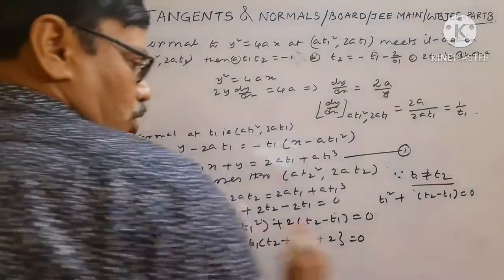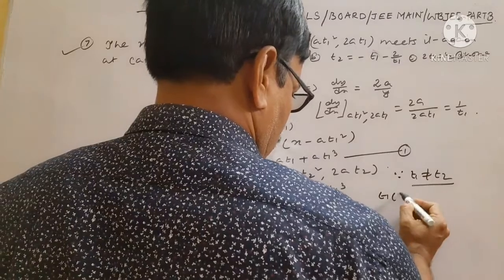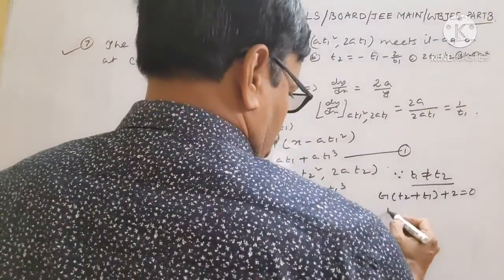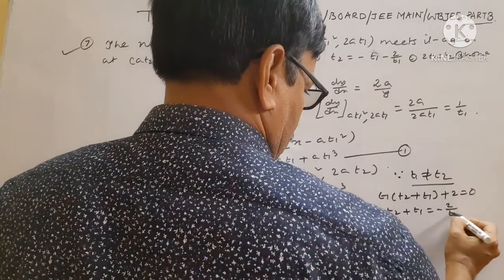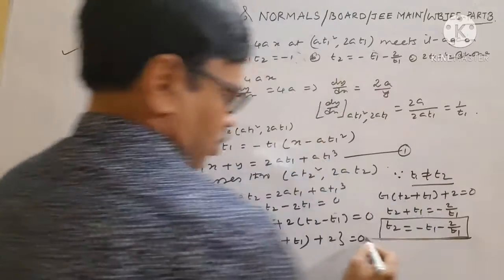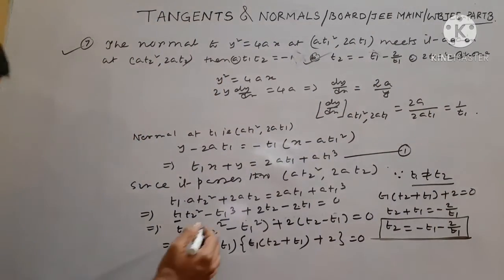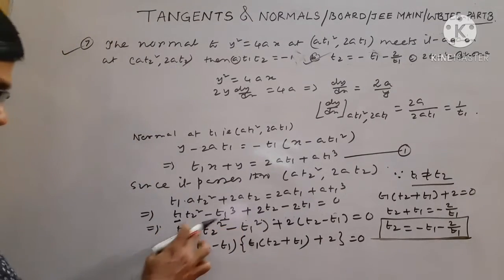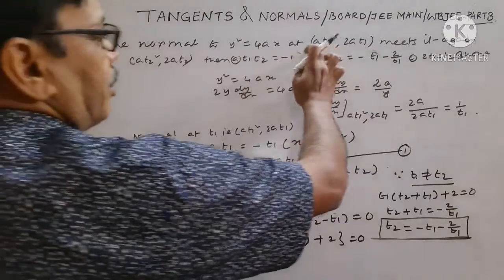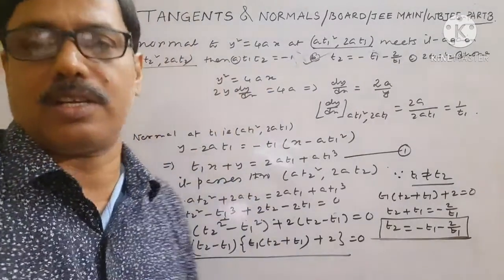Now listen, since t2 not equals t1, this term is 0. So what is the second option? Second option is t1 into (t2 plus t1) plus 2 equals 0. So t2 plus t1 equals minus 2 by t1. So what is t2? Minus t1 minus 2 by t1. So this option is correct, option 2. Here only t1³, it is t1, so t1 is common, not t1². So this is a very simple one. Find the equation of normal at t1, then it passes through this, simplify and we get the result.